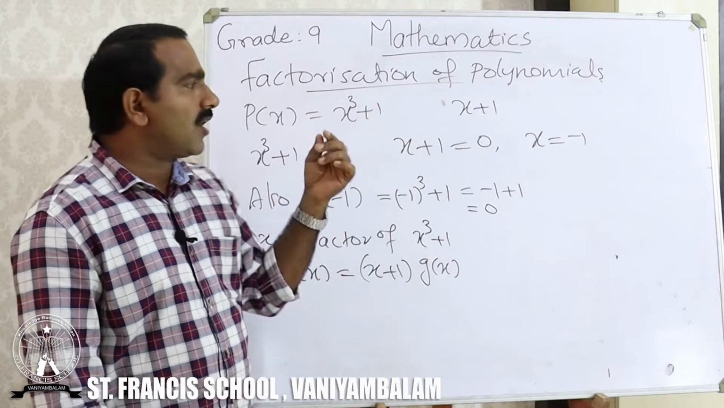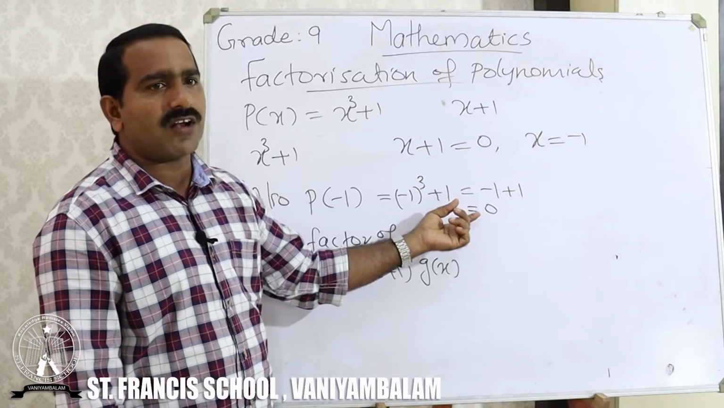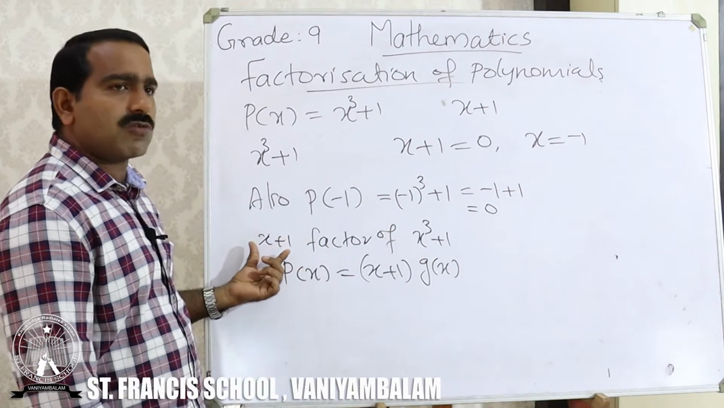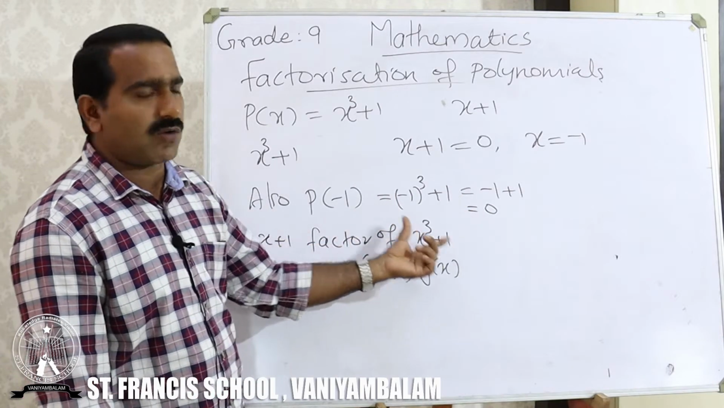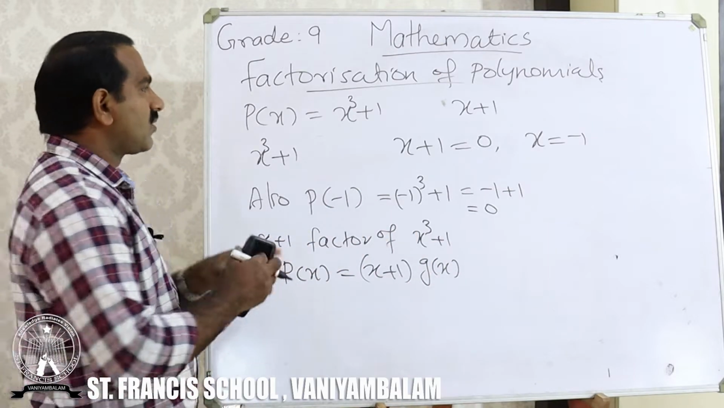Once again, we check whether P of x is a multiple of x plus 1 or not. By substituting x equal to minus 1, we got 0. So the remainder is 0. So we say that x plus 1 is a factor of x cube plus 1, or x cube plus 1 is a multiple of x plus 1.